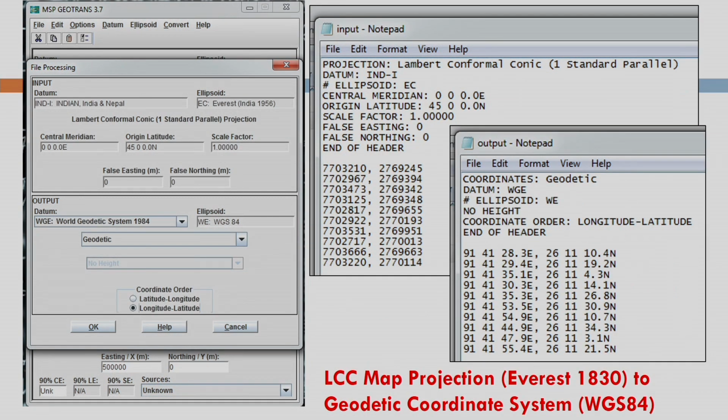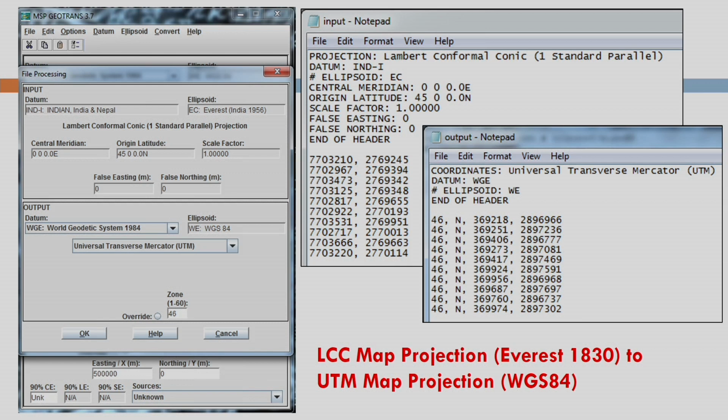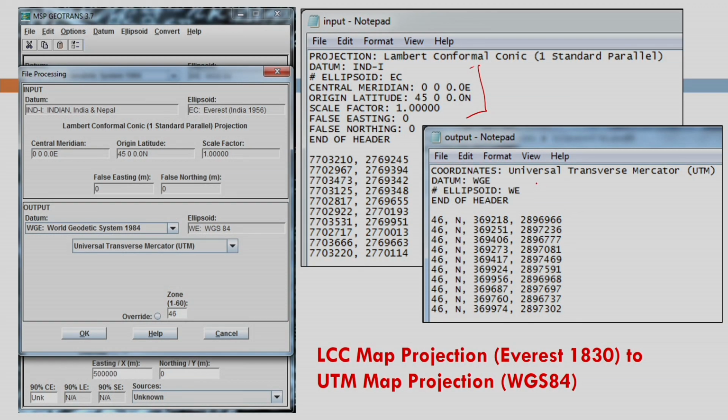So now you can specify this information. Again, I am doing the same thing back. Okay, now LCC map projection, Everest 1830, to UTM map projection. Fine, we are trying to cover all these possibilities. But remember, generally we have the LCC map projection for the Everest ellipsoid. That means the UTM projection can be defined for the Everest ellipsoid, but the LCC map projection is not preferred for the WGS84 ellipsoid. So if you specify this information again, you will get this kind of output.